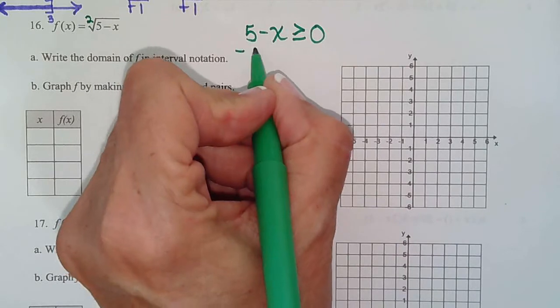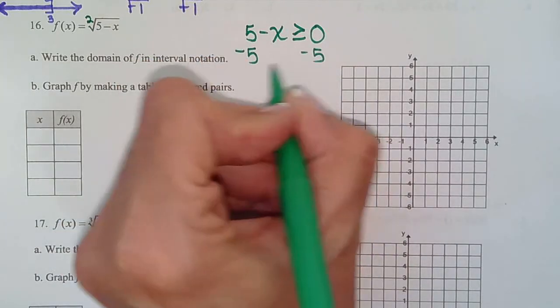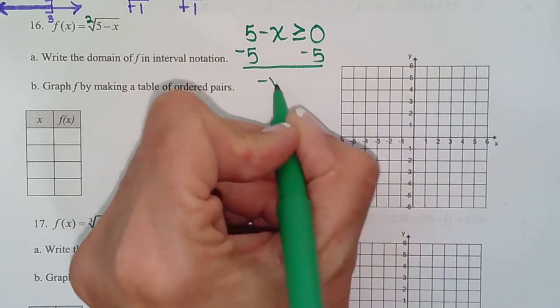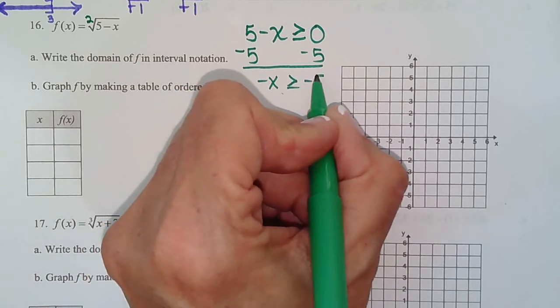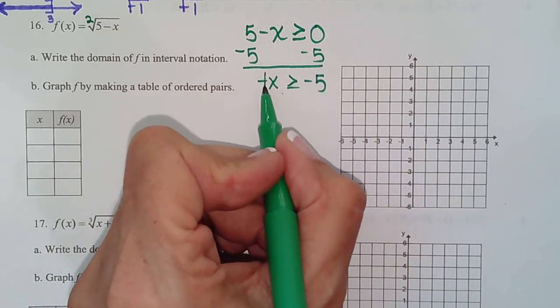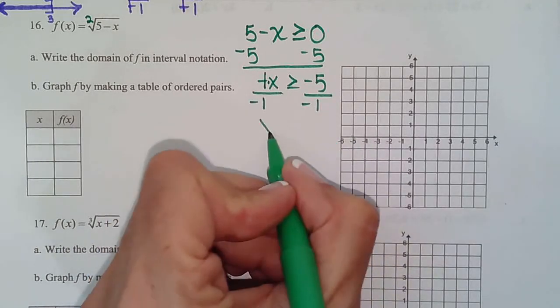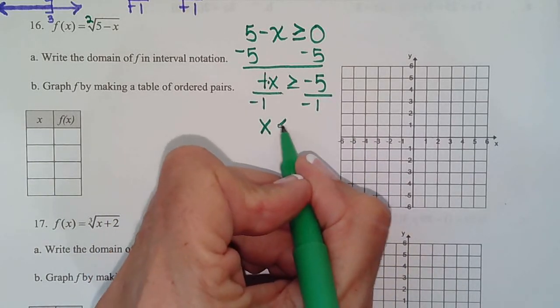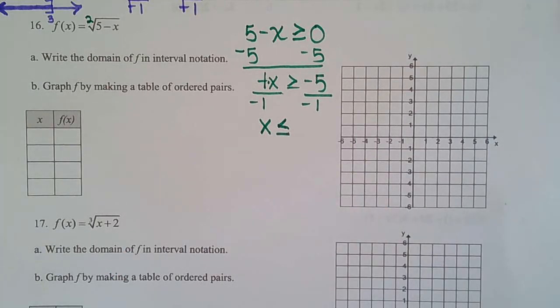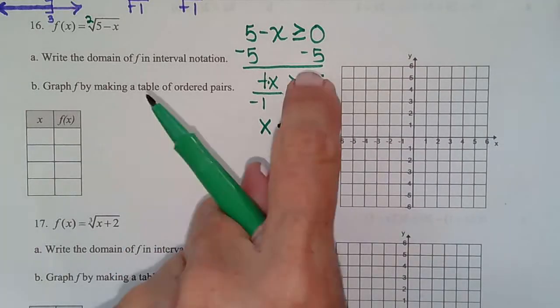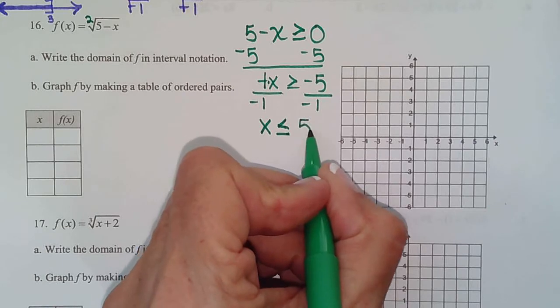Now this one is almost like A that we did earlier. So negative x is greater than or equal to negative 5. And remember, this is negative 1 times x, so divide both by negative 1. Because we divided by a negative, flip the symbol. So x is less than or equal to positive 5.